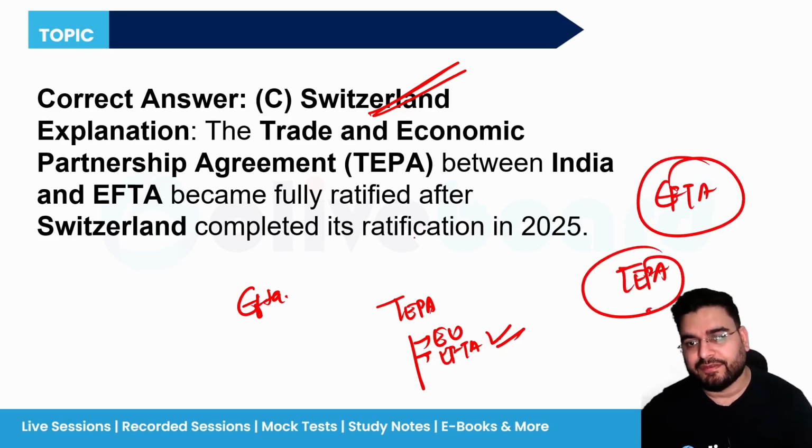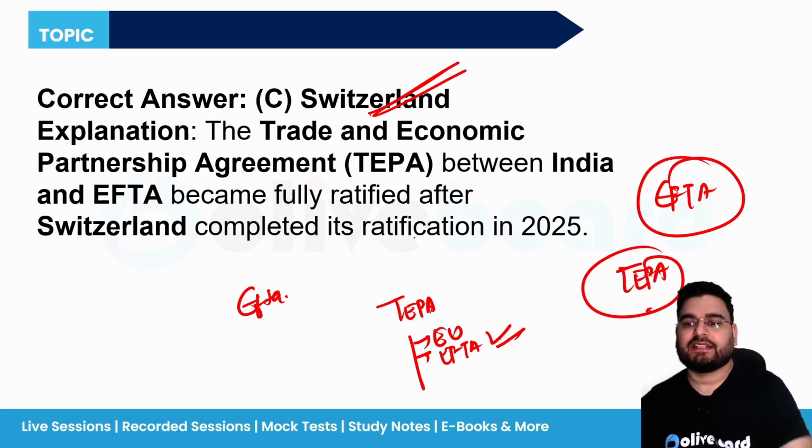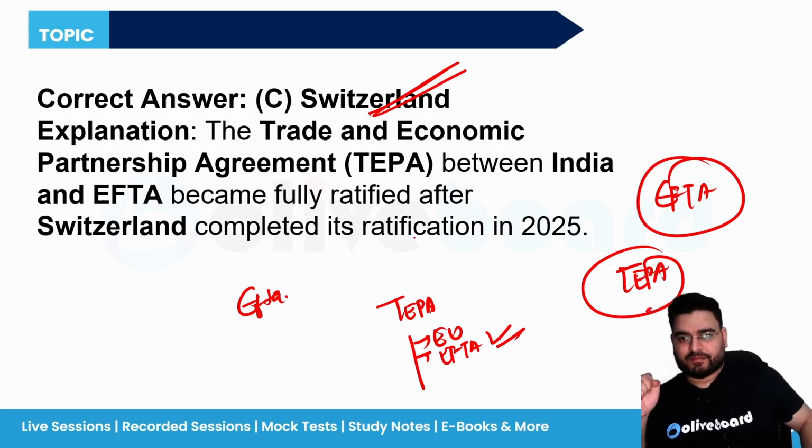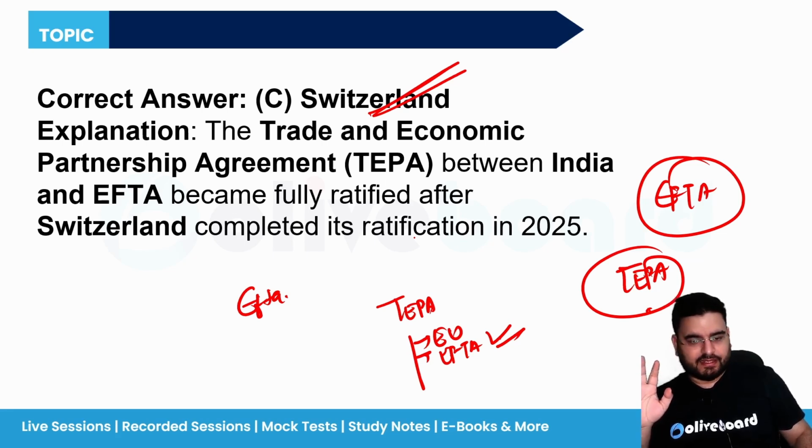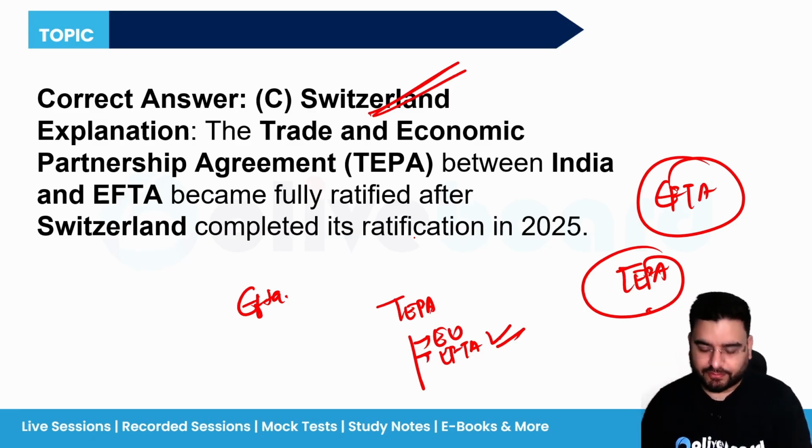So don't get confused. Is it clear, guys? Yes or no in the comment section. Is it clear, Arun, Chinmay, other students? Is it clear what is TEPA, what is EFTA? Don't get confused. EFTA is the group of countries with which India has made a trade pact, and the name of the trade pact is TEPA. Got it? Chalo, very good.